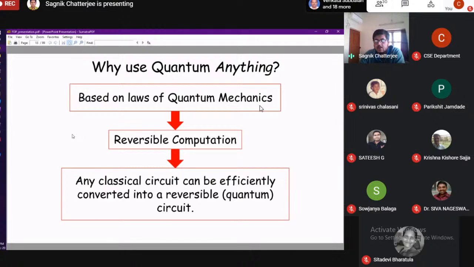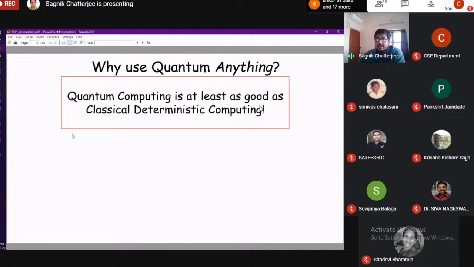And since we know how to create the building blocks, the universal circuits of the classical computation case, in the quantum computation case, it follows that any circuit that you might make in classical computation, you can also do in quantum computation. So we can state the theorem that quantum computing is at least as good as classical deterministic computing.